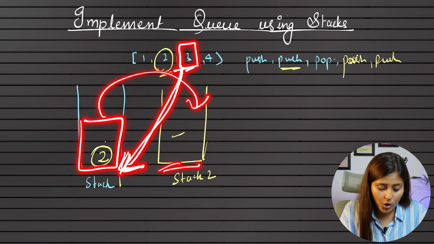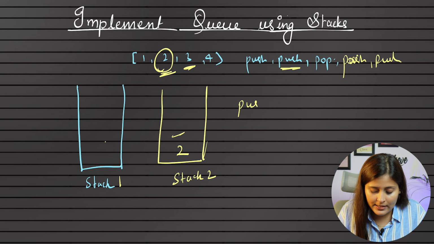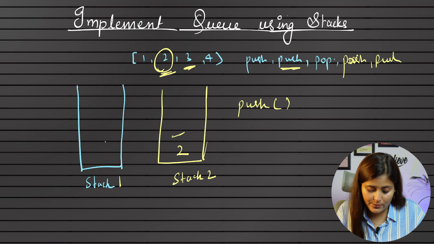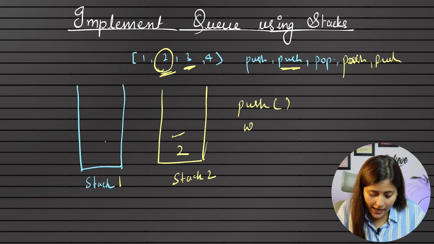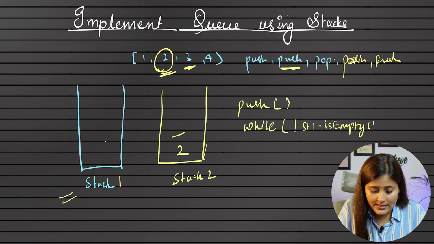That's what is stack 2. So whenever any push function comes, we will insert this. So can I write the function like this, that in the push function, whenever it's being called, we will check whatever is there in the stack 1. While our stack 1 is not empty, whatever elements are there in the stack 1, we will simply put in the stack 2.